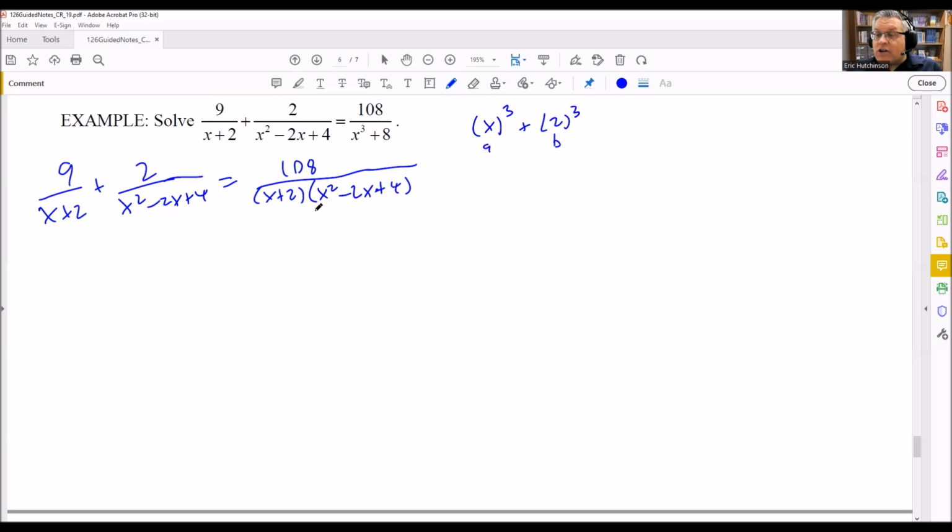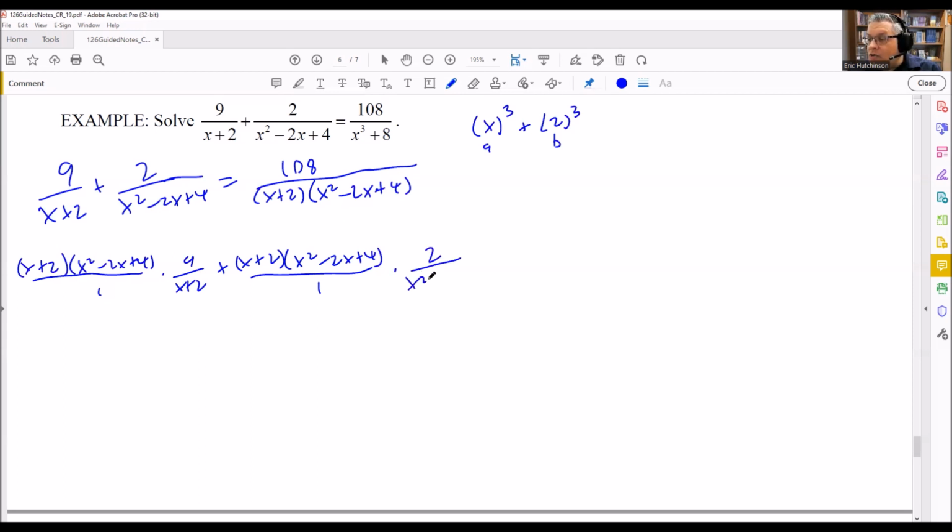So our LCD is actually going to be all this that you see below the 108. All that's going to be our LCD. So we need to put this in front of all the fractions on each side. Okay, so x plus 2, x squared minus 2x plus 4 over 1. We have all this times 9 over x plus 2. Next, we'll put all this in front of the next fraction, x plus 2, x squared minus 2x plus 4, all that over 1. And then times 2 over x squared minus 2x plus 4.